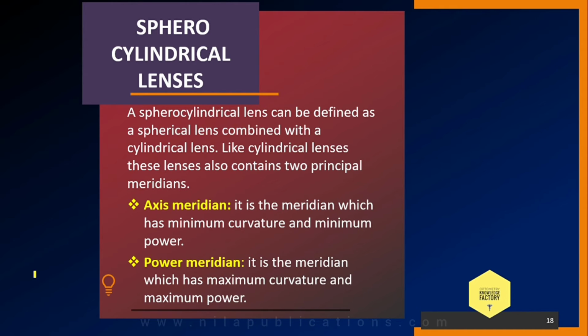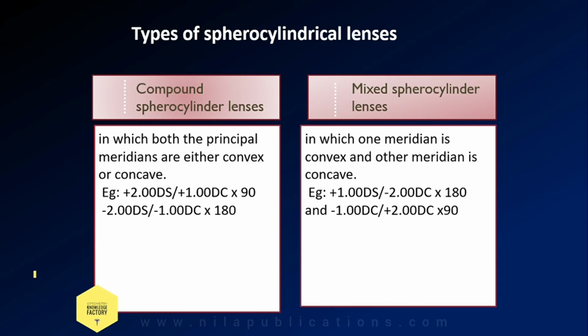Spherocylindrical lenses. A spherocylindrical lens can be defined as a spherical lens combined with a cylindrical lens. Like cylindrical lenses, these lenses also contain two principal meridians, the axis meridian and the power meridian. Axis meridian: it is a meridian which has minimum curvature and minimum power, and the power meridian is the meridian which has maximum power and maximum curvature. It is of two types, compound spherocylinders and mixed spherocylinders. In compound spherocylinder, both the principal meridians are either convex or concave.